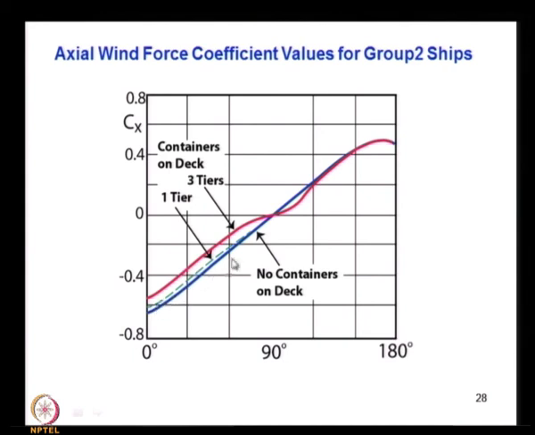If there is a variation, you just look at it, you can see that difference and how it is changing here. This blue line shows there is no container on deck, but still the container ship freeboard is high, and that will have an effect on these values.